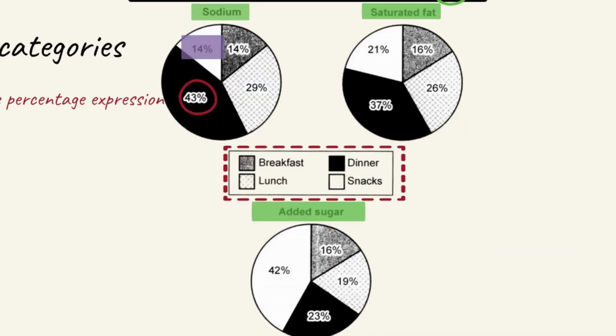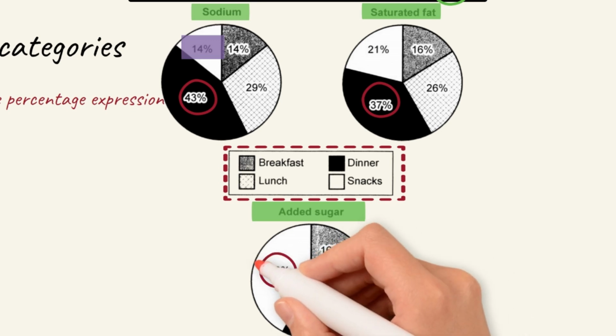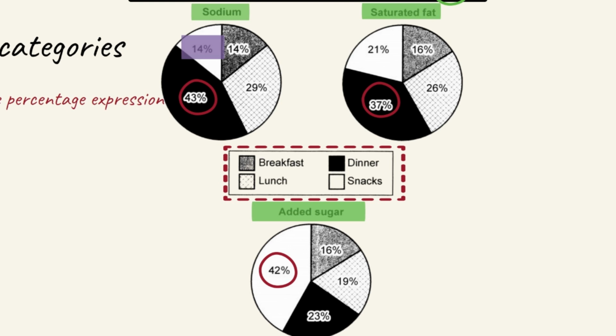In the first chart, which shows the composition of sodium, the largest slice is dinner at 45%. In the second chart, it's also dinner at 37%, and in the third chart, the largest portion is snacks at 42%. Next, let's identify the smallest categories.